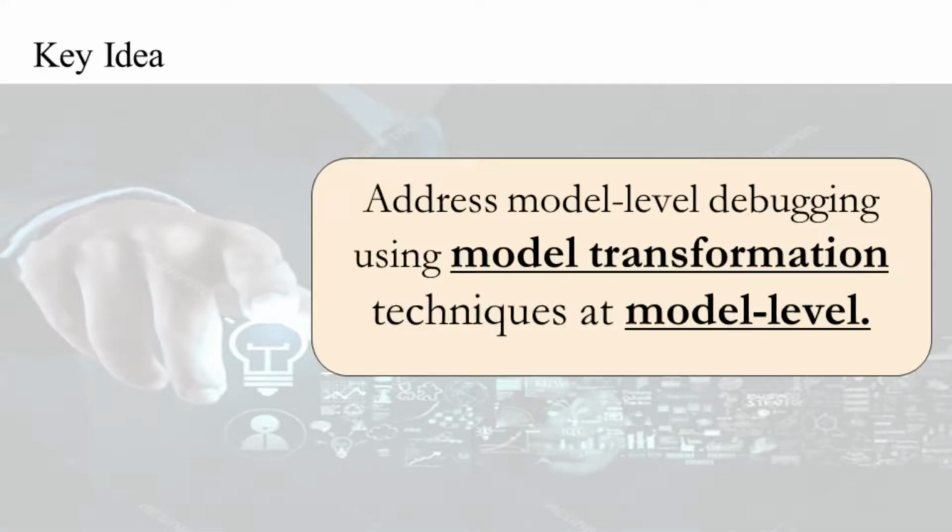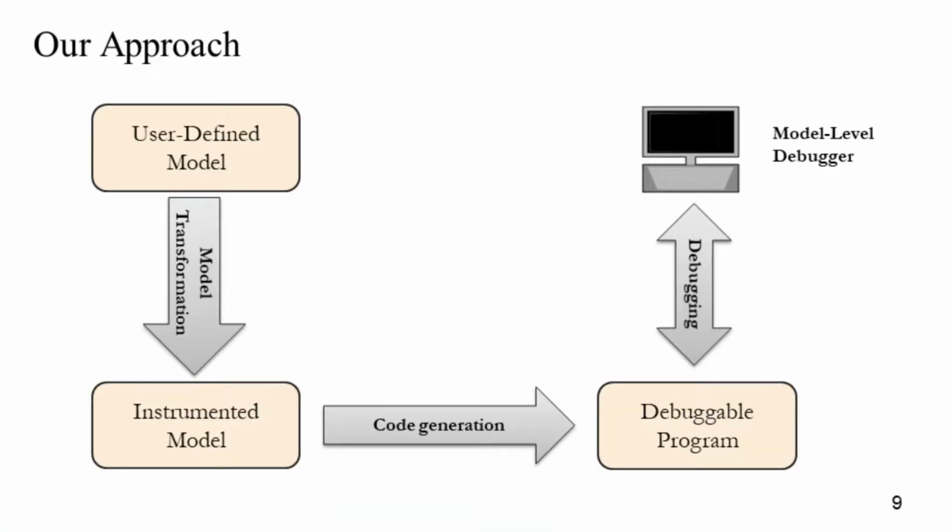By contrast, MDebugger uses model transformation techniques to introduce debugging features at the model level, making MDebugger independent of the target language. MDebugger uses model transformation to create an instrumented version of user-defined models. The standard code generated from an instrumented model is a debuggable program that interacts with the debugging application to provide debugging services at the model level. The execution of generated code is hidden, and no features of the target language are visible to the user.